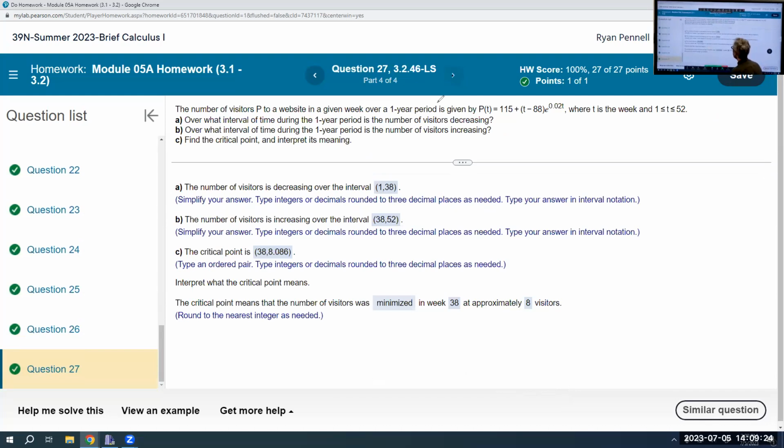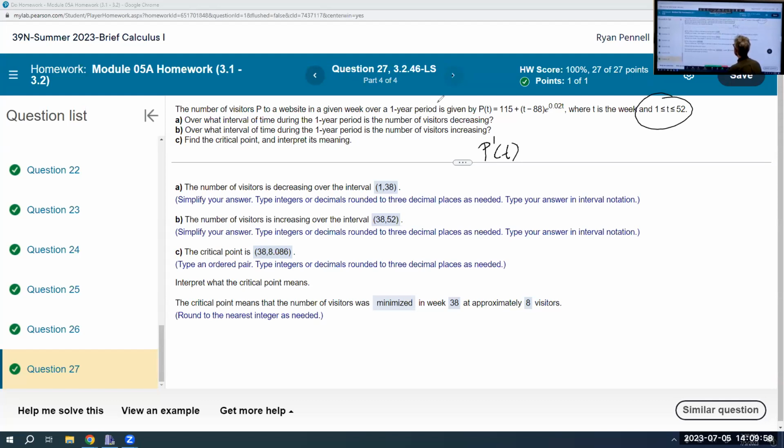All right, 27. The number of visitors P to a website in a given week over a 1 year period is this function, where T is the week, 1 to 52. I think that is actually my note. I think I messed up when I first tried this. Over what interval of time during the 1 year period is the number of visitors decreasing? So you just want to find P prime of T.